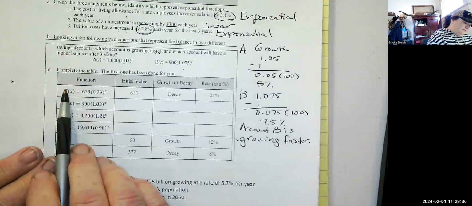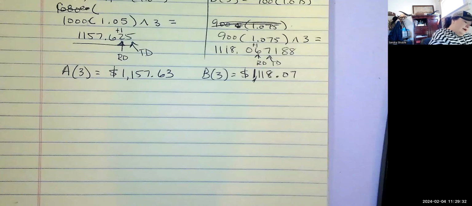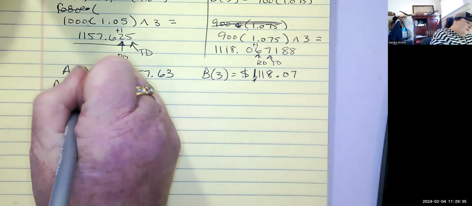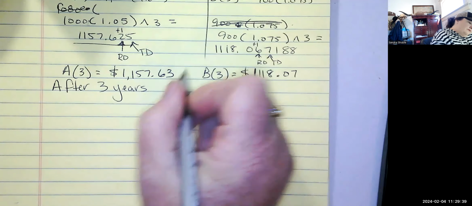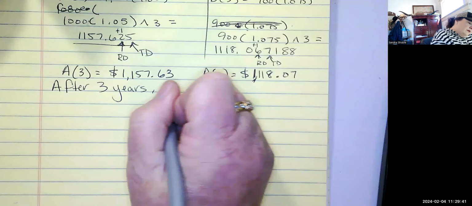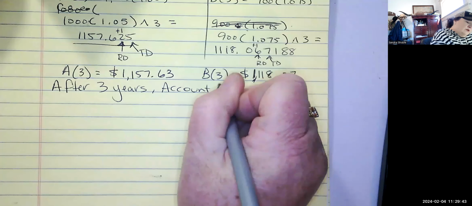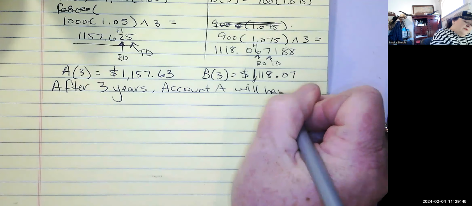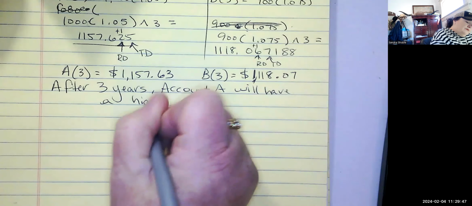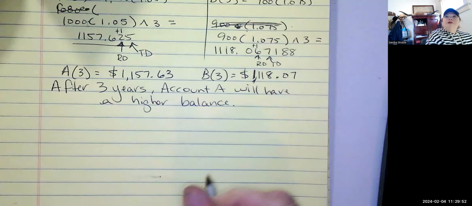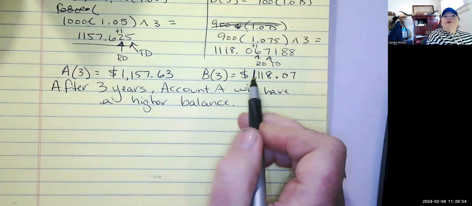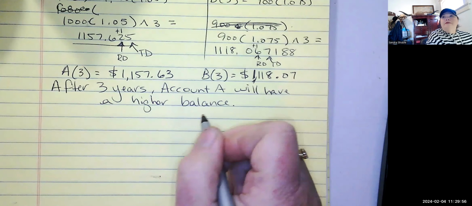So the final answer for this is, the question was, which account will have a higher balance after 3 years? Account A will have a higher balance. If I were to ask you by how much, you would just subtract them. And then you could say by $ and the amount.